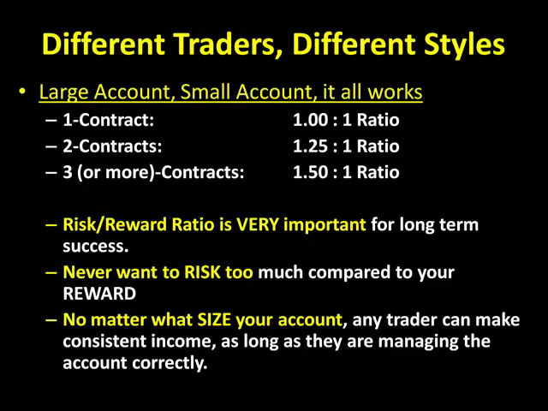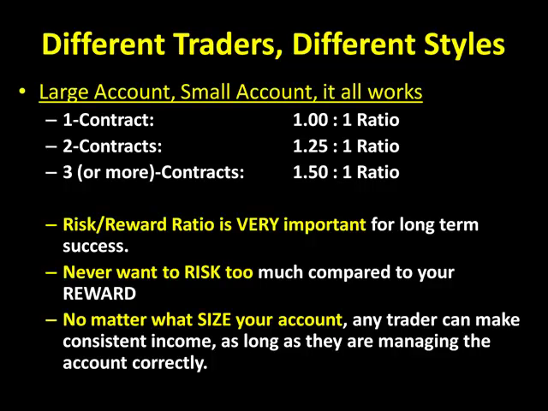So if you're a 1 contract trader, we have a 1-to-1 risk-reward ratio. Now, risk-reward ratio is very important for your long-term success. If we're risking, say, 10 ticks to only make 5 ticks, that's a 2-to-1 risk-reward ratio, which means I will have to have twice as many winners as I do losers to make a profit. So risk-reward ratio is a very vital piece of the pie here. We never want to risk too much compared to how much we have for a reward.